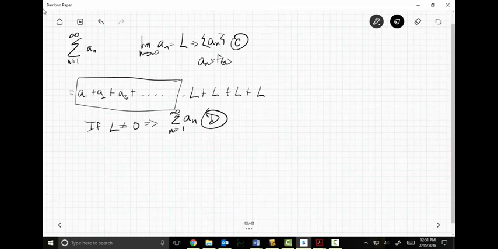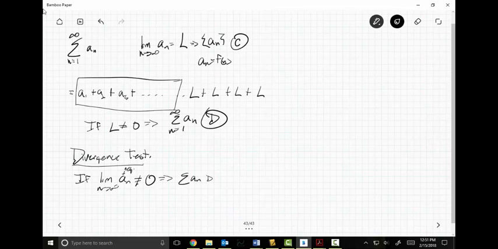It gives us our first divergence theorem. So this is the divergence test. The divergence test says this. If the limit as n goes to infinity of a sub n, notice, sequence, you have to be real aware of the difference between what you're talking about in terms of a sequence or a series. If this is not equal to 0, this implies that the series diverges.